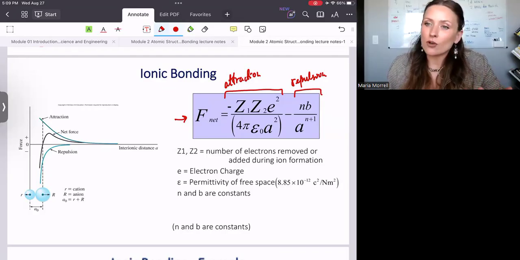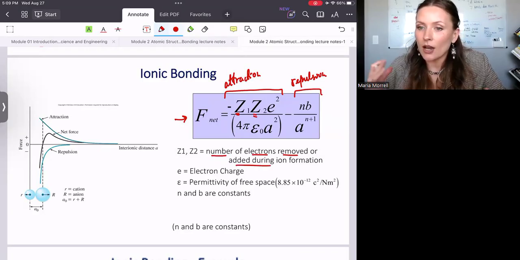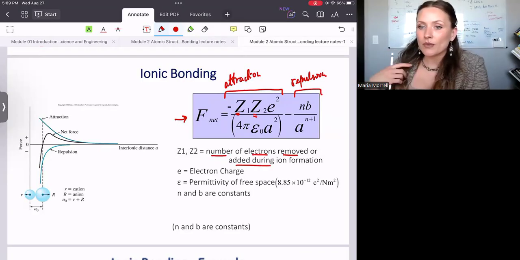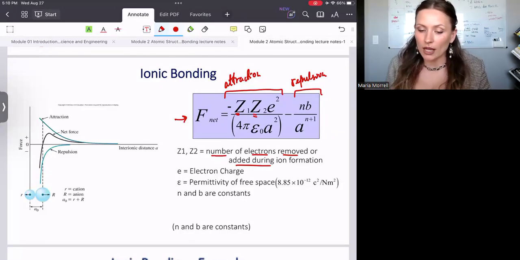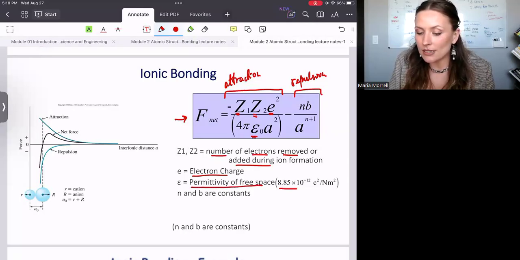Now, the formula is very, very easy. This Z1 and Z2 is just the number of electrons removed or added during the ion formation, right? Keep in mind that one element gives away, another element accepts. So this is just the number of the electrons. e is as simple as the electron charge, and this is a constant. This epsilon naught is going to be your permittivity of free space.